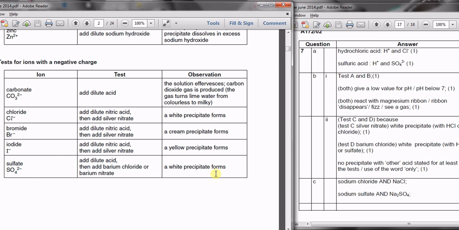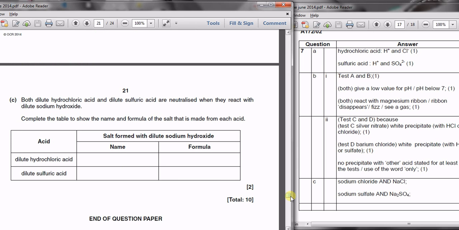precipitate forms. Part C asks you to name the salt that is formed when hydrochloric acid and sulfuric acid both react with sodium hydroxide, and it also asks you to provide the formulae. So the salt formed between sodium hydroxide and hydrochloric acid is sodium chloride. The formula for this being NaCl. You need 1 of each because Na plus and a Cl minus. You've got to balance the charges out there, 1 of each does that.